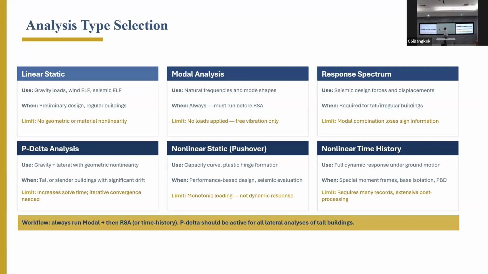So you can run them gradually one by one, or you can just stop at modal and linear response spectrum. So up to this one is most common, but P delta should be included for all buildings in all analysis.